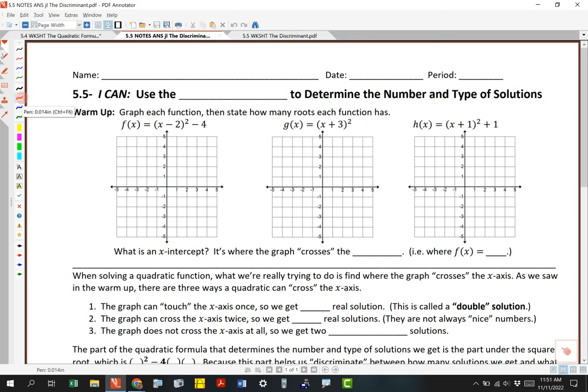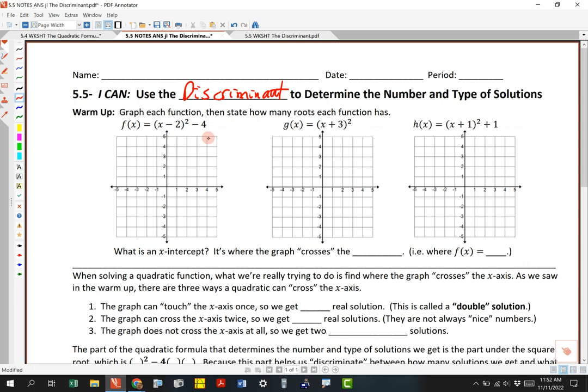Okay, so here's what 5.5 is about. Would you write this word in here? It's called the discriminant. Whoops, I got to spell it right. Okay, discriminant. Sounds like the word discriminate, which it is. We're going to talk about discriminate here in just a second.